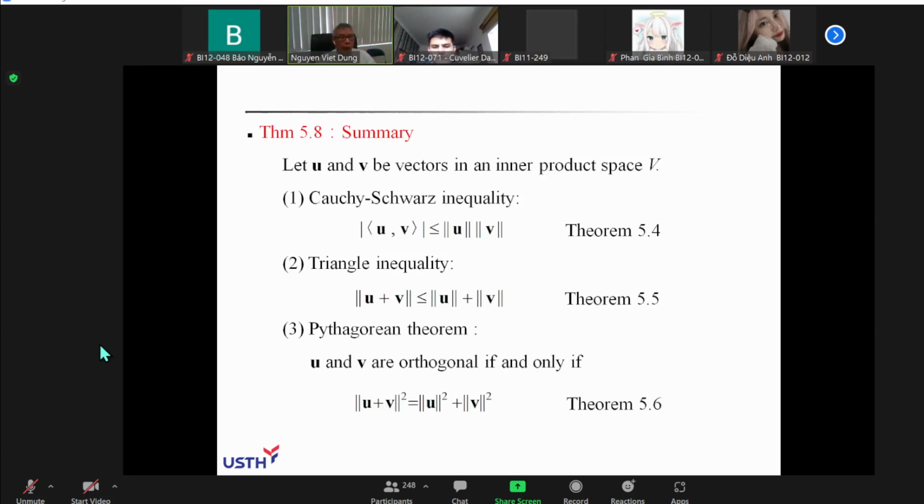And also we have three things as in the Euclidean n-space. The first one is the Cauchy-Schwarz inequality here. The second one is the triangle inequality, absolutely similar to that for the dot product in the Euclidean n-space. And the last one is the Pythagorean theorem, saying U and V are orthogonal if and only if we have this equality. So nothing changed if we take the slide on the dot product in the Euclidean space.